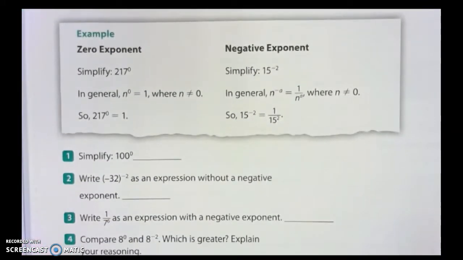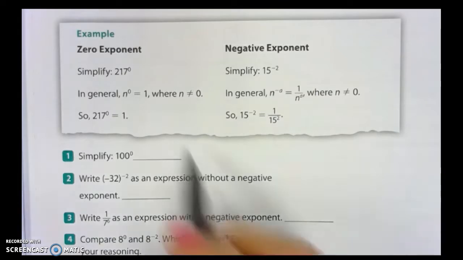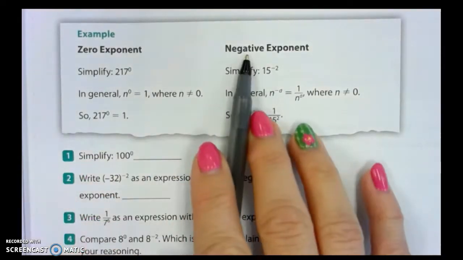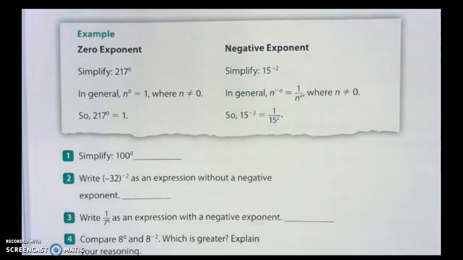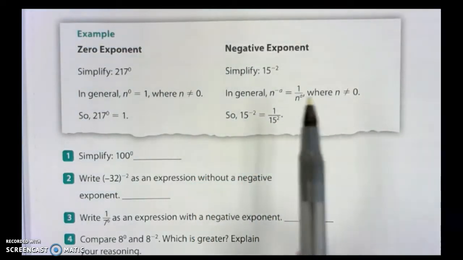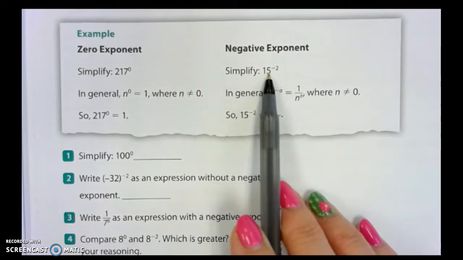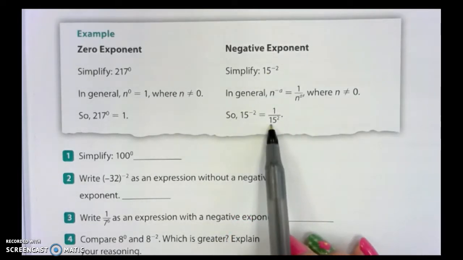0 exponent is the first example. 217 to the 0, the entire base will become 1. So 217 to the 0 is just 1. Negative exponents, 15 to the negative 2. You have to make that a fraction and flip the reciprocal to change the negative, which gives you 1 over 15 squared.